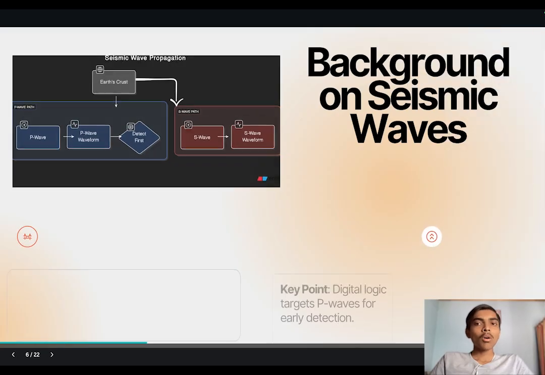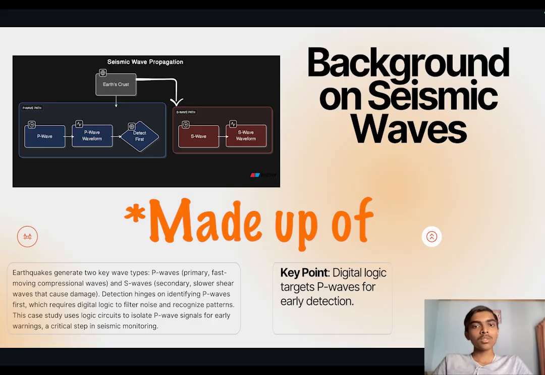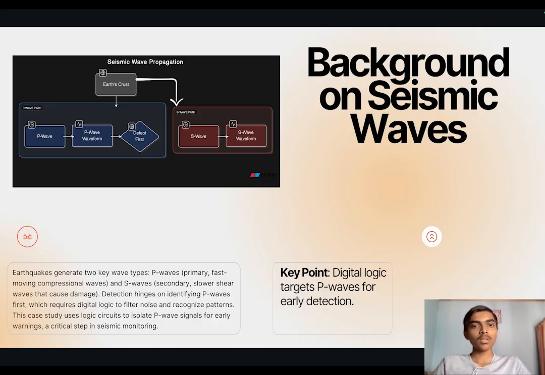Now taking a look at the background on seismic waves. An earthquake has two waves: P waves, which are fast and first, and S waves, which are slow and destructive. So in this system we will try to catch P waves early. Digital logic helps here. Gates filter out noise and comparators spot those first signals, giving us a head start on warnings.